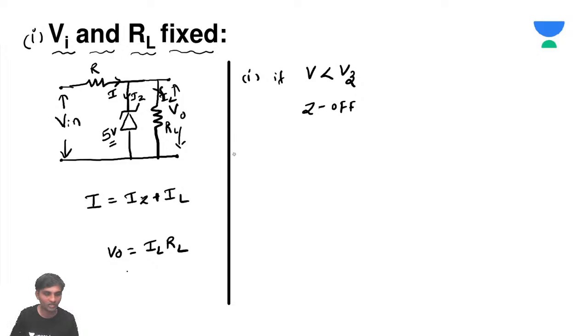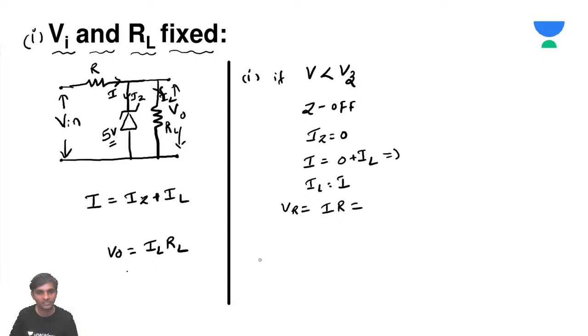So now when it is off, what happens? The current IZ should be 0. When the current IZ is equal to 0, I is equal to IZ plus IL, so the load current IL is equal to I. Then what is the voltage across the load RL? It is going to be I into R.